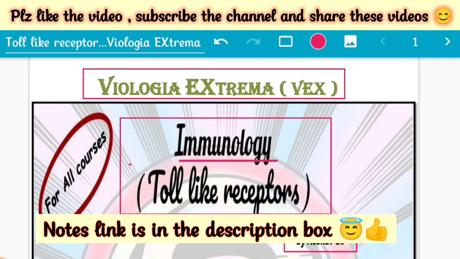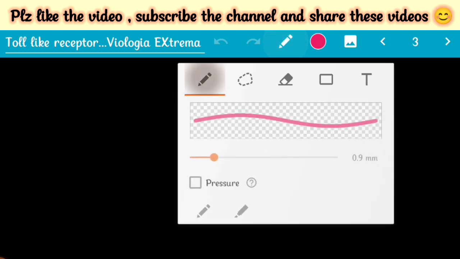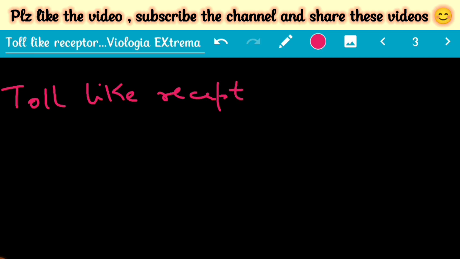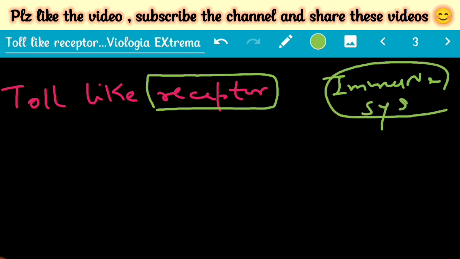What are we going to study in immunology? We are going to study toll-like receptors. Let's take an overview of what this topic is all about. We have this toll-like receptor. The first thing we can notice is that it is a receptor, and we are studying the immune system, immunology, which is concerned with the immune system.